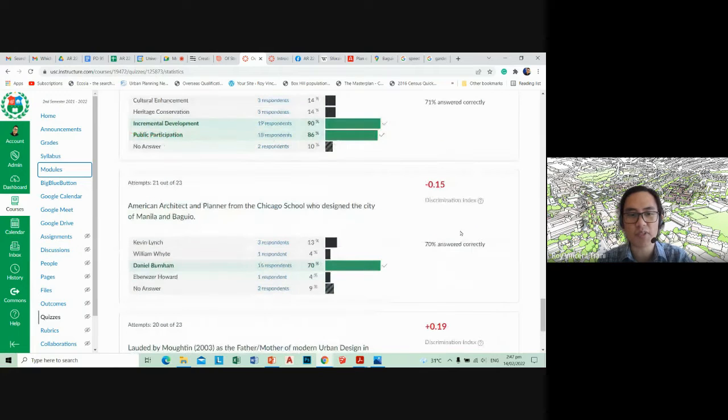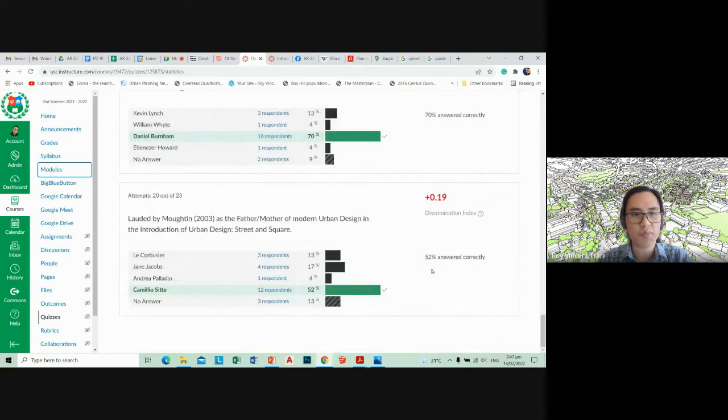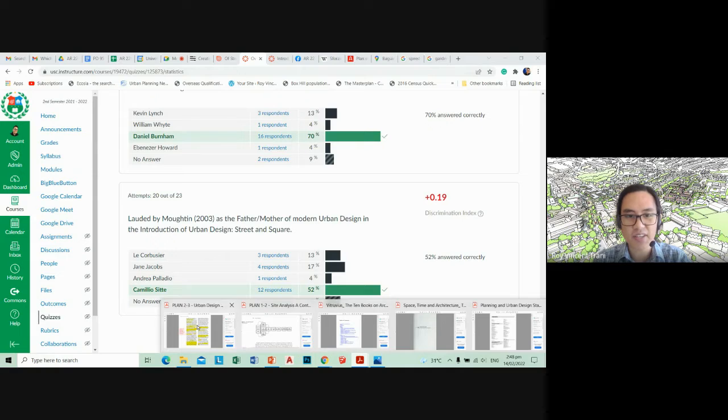So that's 71%. Everyone knows Daniel Burnham, 52% over here. So this is a bonus point. Let's see. Promoted or praised by Moten. I think I should have used a more common term as the father/mother of modern urban design. And I put father/mother there because I wanted to confuse you guys just to make sure. So this is actually in the introduction over here.